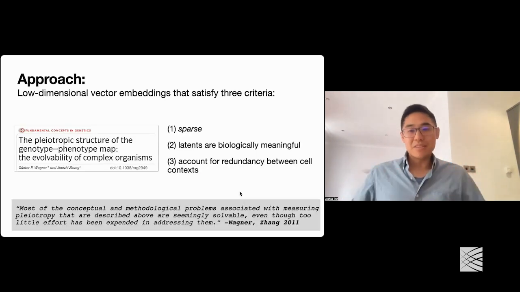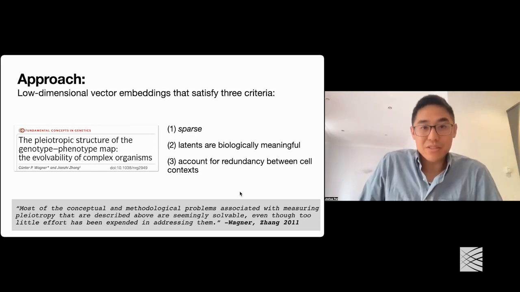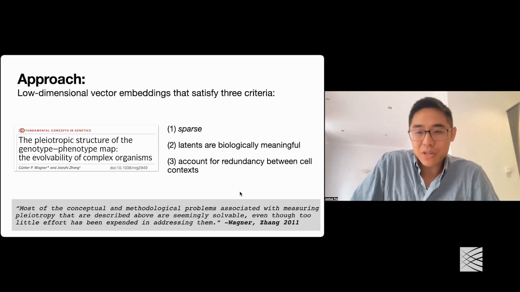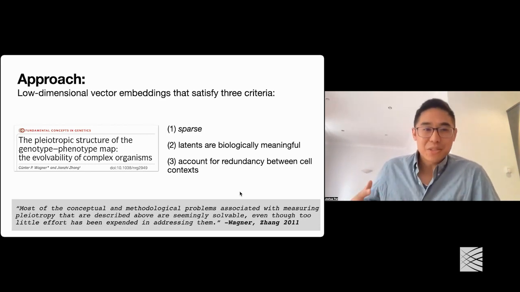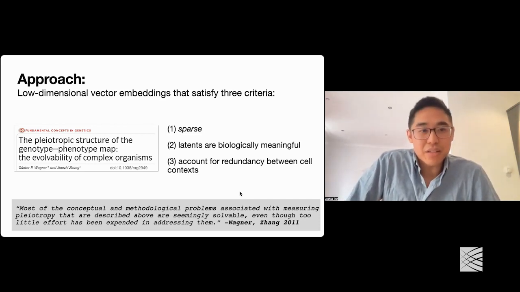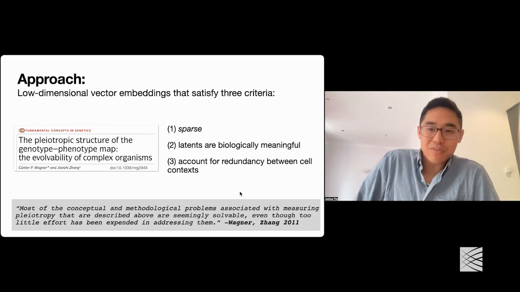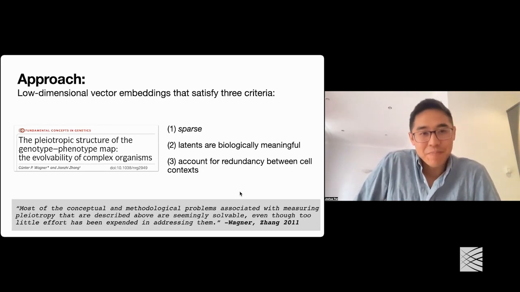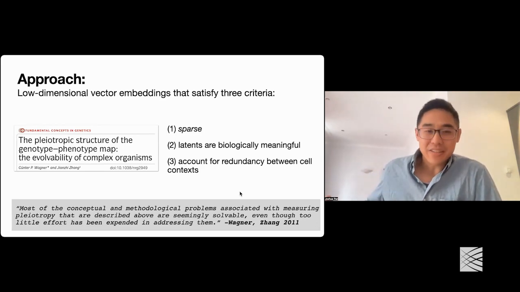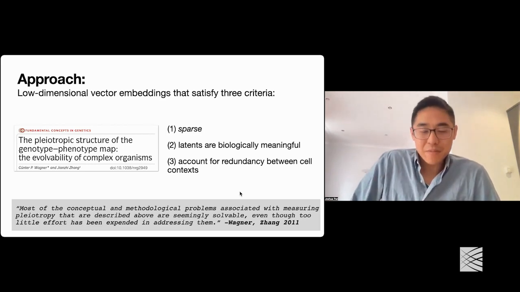So let's start with that data, and then what kind of approach might we use? So this is very much inspired by some of these word embedding approaches that I described earlier. But there's a principled approach to this that was described in 2011 by Gunther Wagner and Jianzhi Zhang, where they wrote about the concept of pleiotropy and how you can think about pleiotropy in a high dimensional phenotypic space. And they outlined 3 criteria back in 2011 that we should follow if we're thinking about pleiotropy.